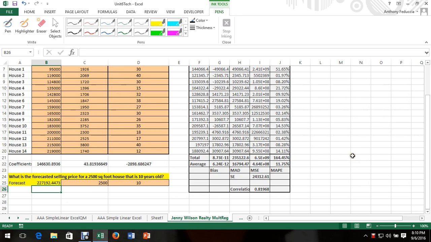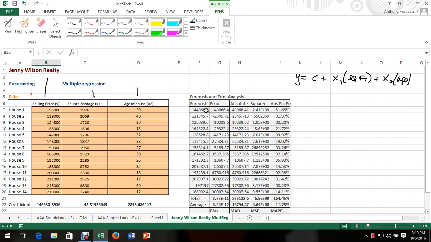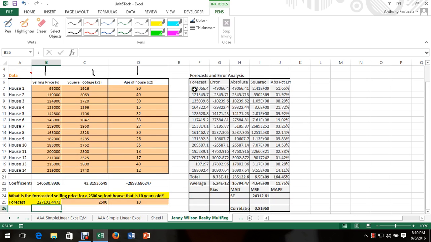Now you notice also here that they have error analysis. We have the forecast for a $95,000 house, which sold with 1,926 square feet and 30 years of age. Well, our equation said that should be 144,066. So you notice there's quite an error there. There's 49,066. That's a big error.